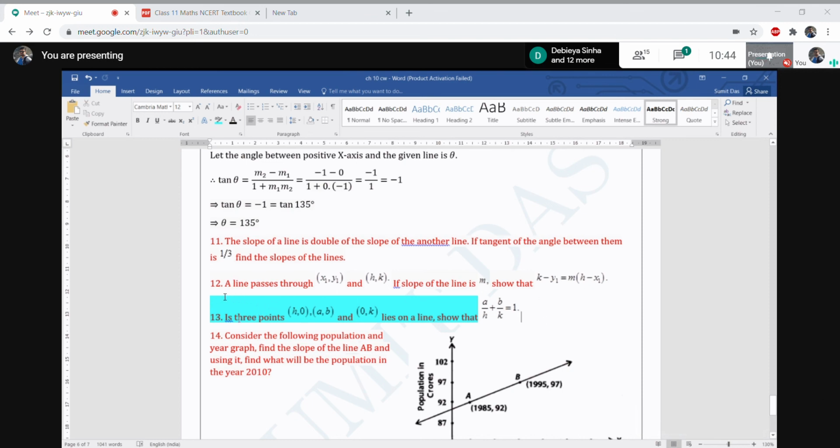This question is asking, there are 3 points given. If these 3 points lie on a line, show that this holds. How to show this? Just use the collinearity rule. Using collinearity, you can find the slope of the first two, then find the slope of the other two. Their slopes will be equal, then you will get this relation. Okay, this is very easy.